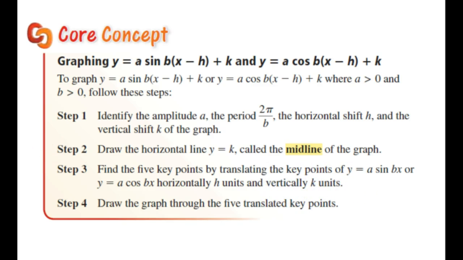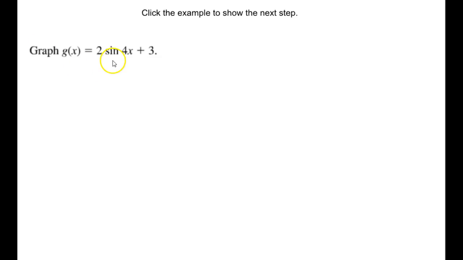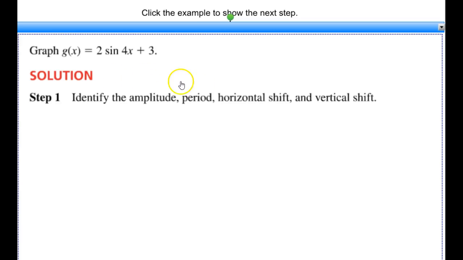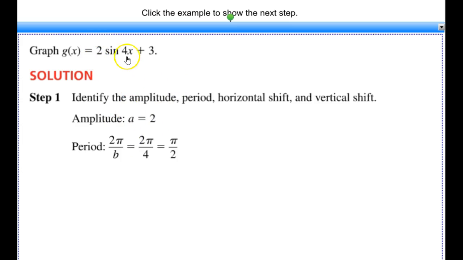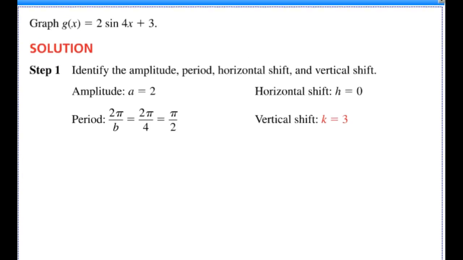So we're going to look at some examples of that. So here I'm asked to graph 2 sine 4x plus 3. So the first thing I have to do is find the amplitude, the period, the horizontal shift, and the vertical shift. Okay, so I see that my amplitude is 2. My period, I take 2 pi divided by b, and my b here is 4, so my new period is pi over 2. I don't have a horizontal shift because I don't have anything in parentheses with my x, and my vertical shift is k equals 3.